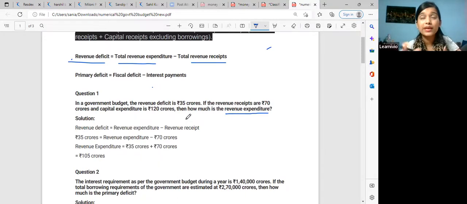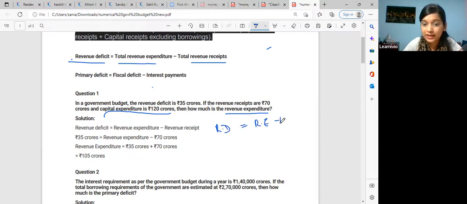Just remember one thing. In the exam hall, they'll be giving you 5 or 10 entries, but you don't have to include everything. The formula was revenue deficit equals total revenue expenditure minus total revenue receipt. But over here, they have also given you capital expenditure just to confuse you. But in the answer, we are not using capital expenditure because you know the formula, so it's of no use. Some entries you have to ignore and some entries you have to use. So you write RD equals revenue expenditure minus revenue receipt, the formula which I told.